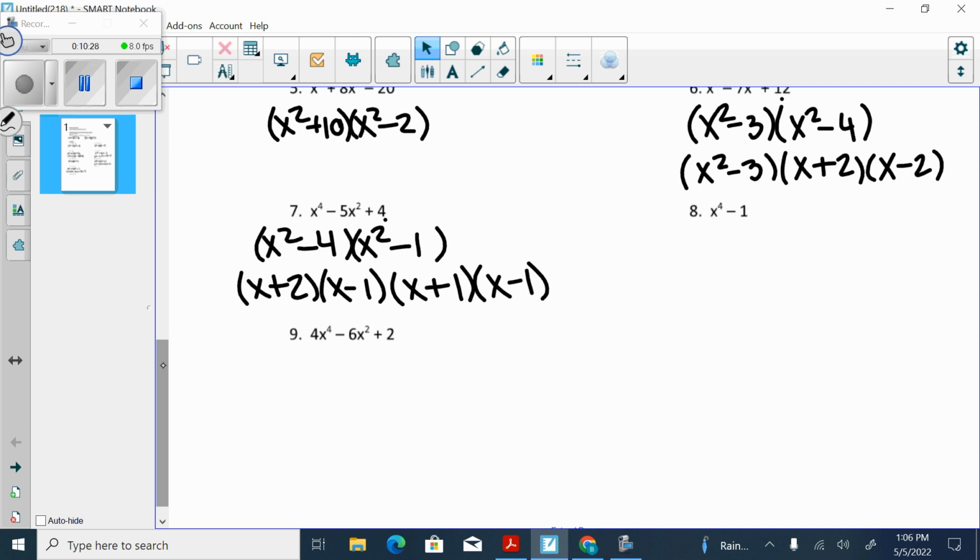All right. Number 8, any GCF there? Okay, so I make my two sets of parentheses. We got our x squared and x squared. There's no middle number, so it must be 0, right? What multiplies to give us negative 1 and adds to give us 0?